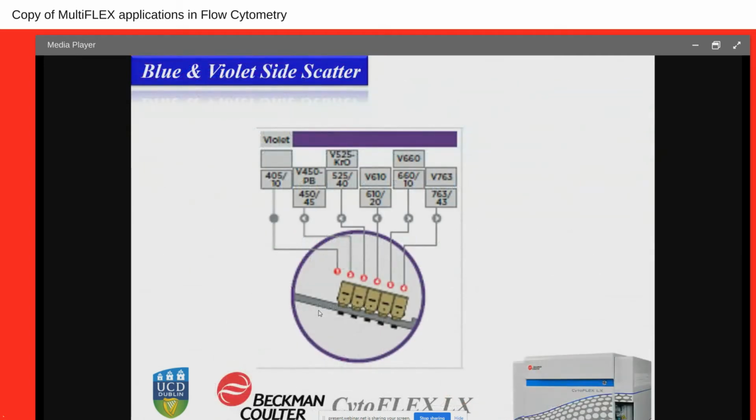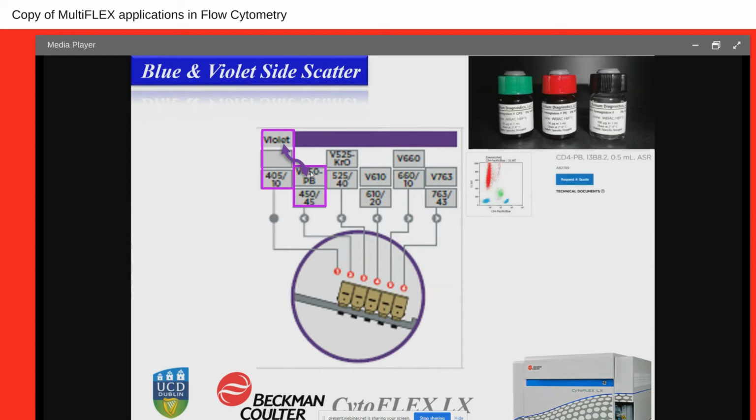So what you do, basically, on the instrument is it comes with this violet filter here, and a detector that is blocked. What you need to do is just change those two filters from their positions. So you remove the 405 and place it into 450, just by pulling it out and plugging the other one in. And you have this one.